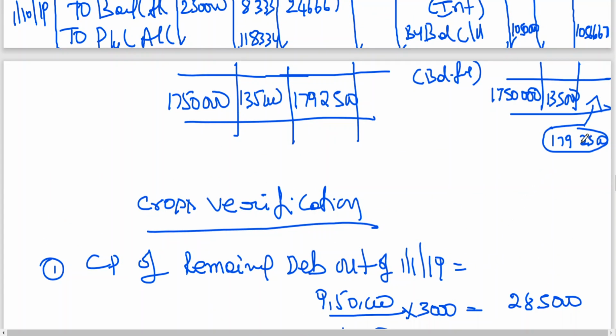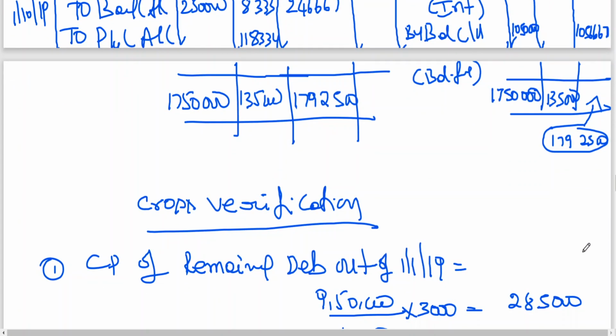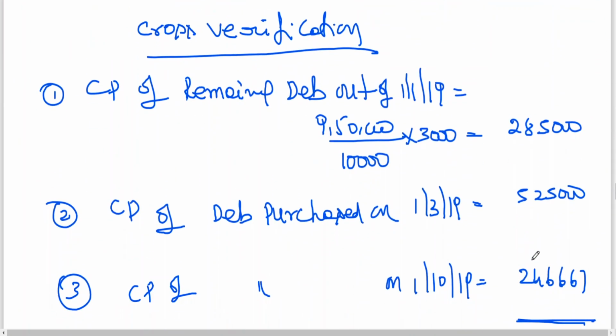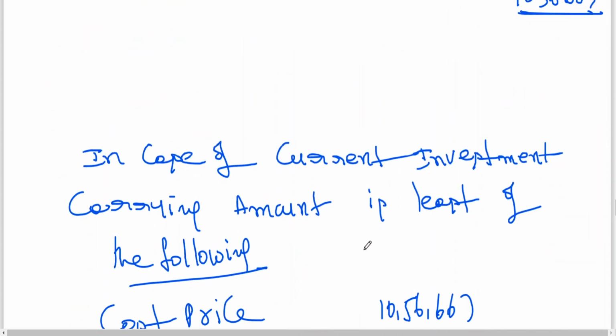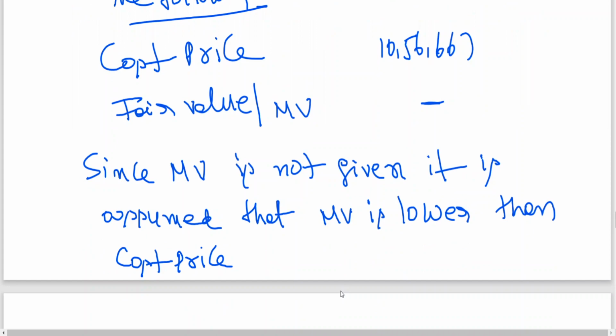Or if market value is not given, no need to do all these things. Simply, to save time, I generally say balancing figure. The only problem is that when you know the market value, this calculation is a must. If market value is not given, then the balancing figure can be taken as carrying amount. So today's conclusion: in case of current investment, carrying amount is the lower of cost price or fair value or market value. Since market value is not given, it is assumed that market value is lower than cost price.